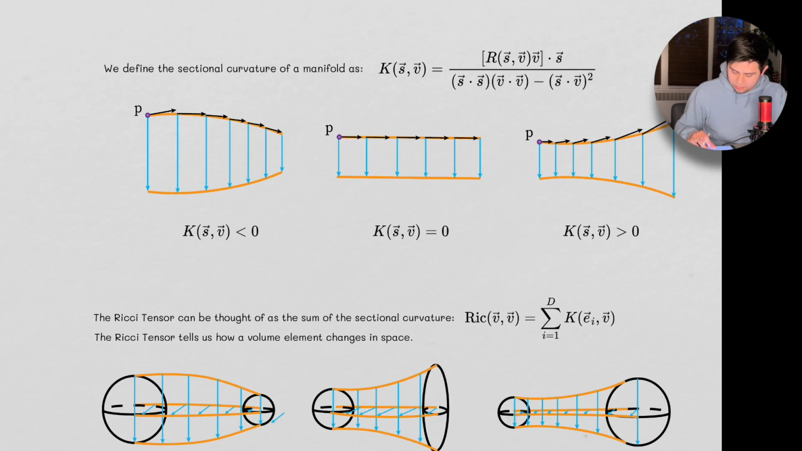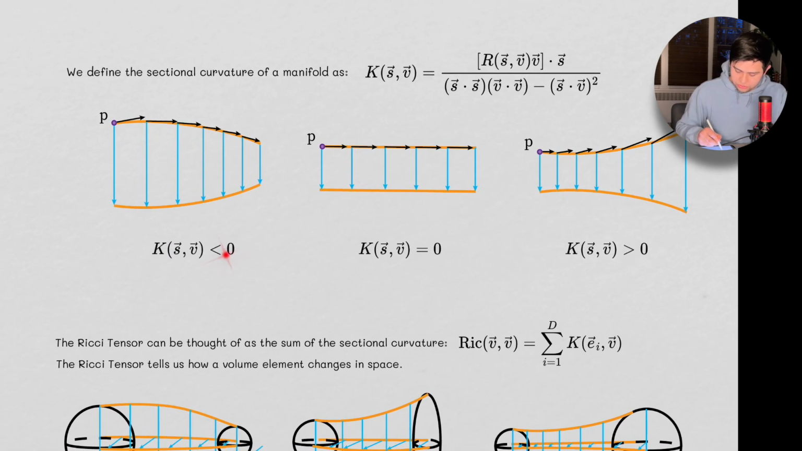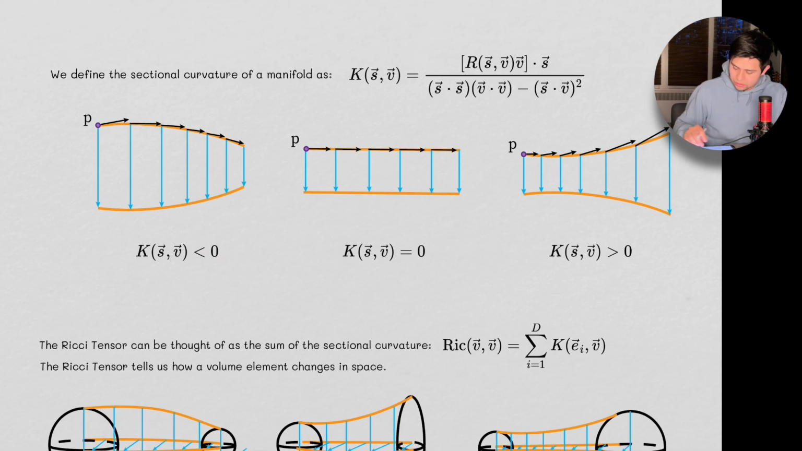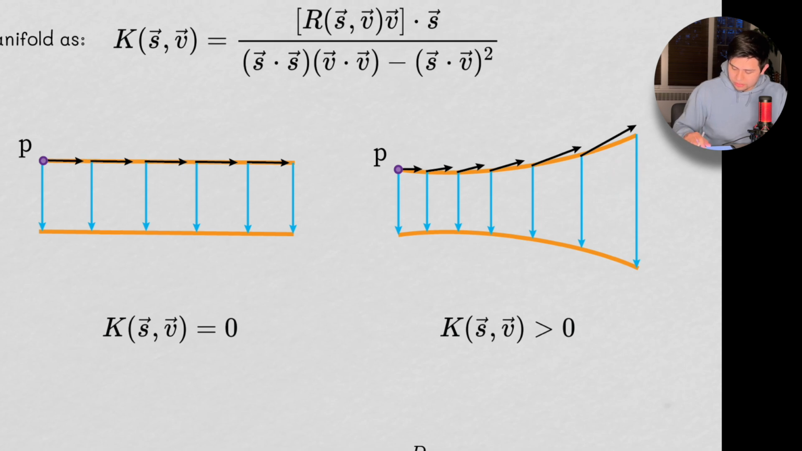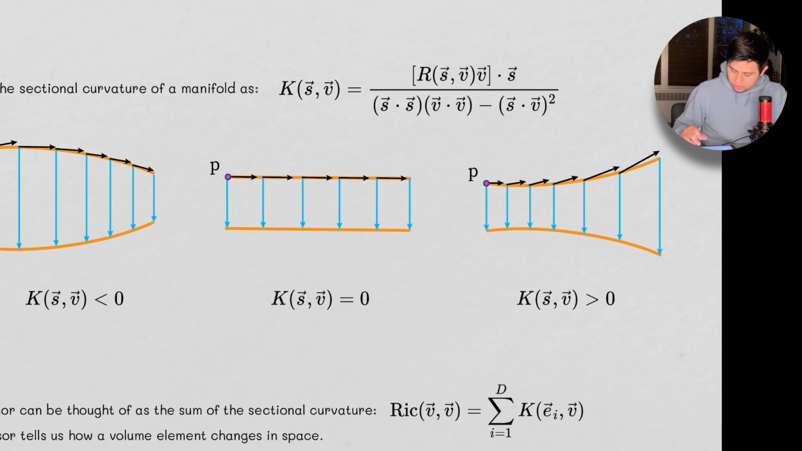Now let's take a look at what happens when the sectional curvature is less than 0. When it's less than 0, say we're standing at some point P, the sectional curvature is going to look like this, where the geodesic deviation vector is getting smaller and smaller, right? Because this numerator is getting smaller if this is less than 0. If it's greater than 0, well, the geodesic deviations get bigger and bigger, right? Because, again, this numerator is getting bigger. And if it's 0, then there's no change in the geodesic deviation vector.